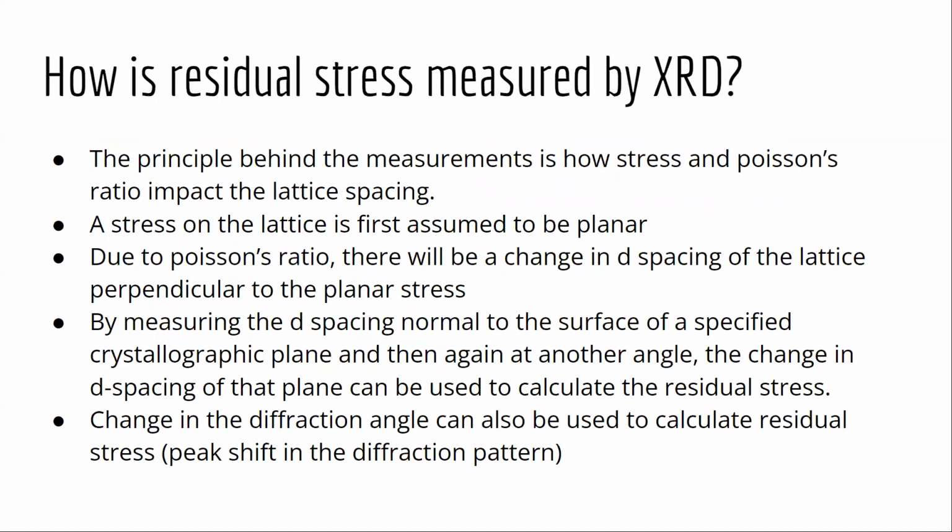So residual stress is measured by X-ray diffraction by relating stress and Poisson's ratio to the lattice spacing. A stress on the lattice is first assumed to be planar. Due to Poisson's ratio, there'll be a change in d-spacing of the lattice perpendicular to the planar stress. By measuring the d-spacing normal to the surface of a specified crystallographic plane and then again at another angle, the change in the d-spacing of that plane can be used to calculate the residual stress. And that'll result in a peak shift in the diffraction pattern.